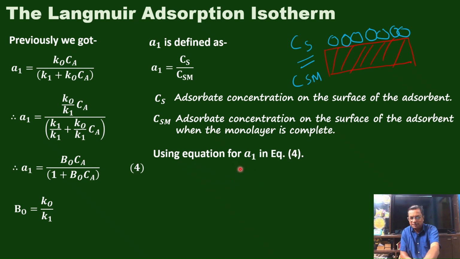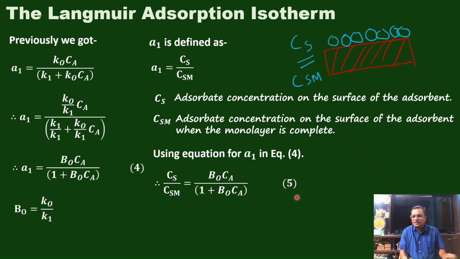So if you use this equation for A1 in equation 4, you will be getting CS upon CSM is equal to B naught into CA upon 1 plus B naught into CA, and I will call it as equation number 5. So A1, you need to understand, is the fraction of the surface that is occupied by the adsorbate molecules, and CSM is adsorbate concentration on the surface of the adsorbent when the monolayer is complete. So the maximum value for CS is CSM, and the given value divided by maximum value will give us the fraction of the surface that is occupied by the adsorbate molecules. So I hope this is clear to you. Now we have used the equation for A1 in equation number 4, and we get equation number 5.